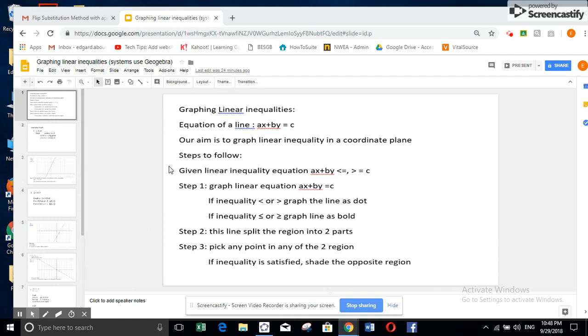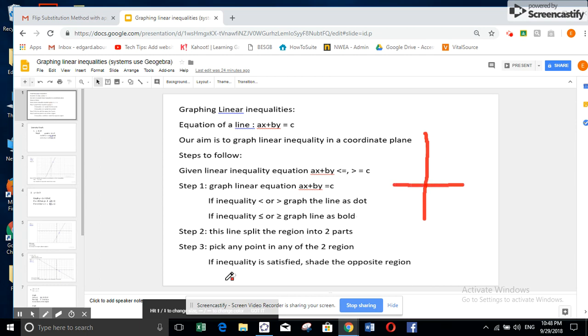First of all, linear means an equation of a line of the form ax plus by equals c. We have steps to follow. When we have an inequality, instead of the equal sign, we need to graph less than, bigger than, or equal. What does it mean? Bigger or equal, less or equal.